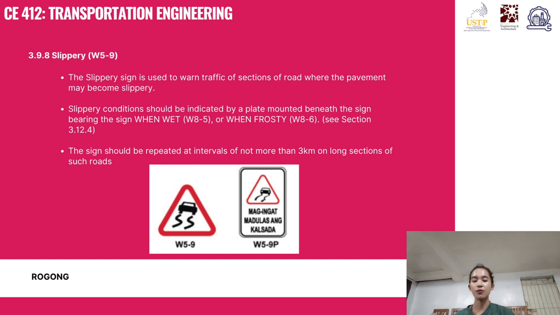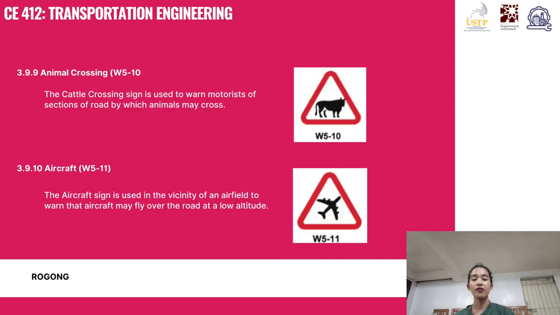For the next sign, we have W5-9, or slippery road. This indicates that the road may be slippery, especially when wet or frosty. In the Philippines, we don't have snow, so mostly rain makes the road slippery. For the next sign, we have W5-10, or animal crossing. It warns that animals may cross the road, commonly used in rural areas. Next, we have W5-11, or aircraft sign. It alerts that aircraft may fly low over the road near airports or airfields.